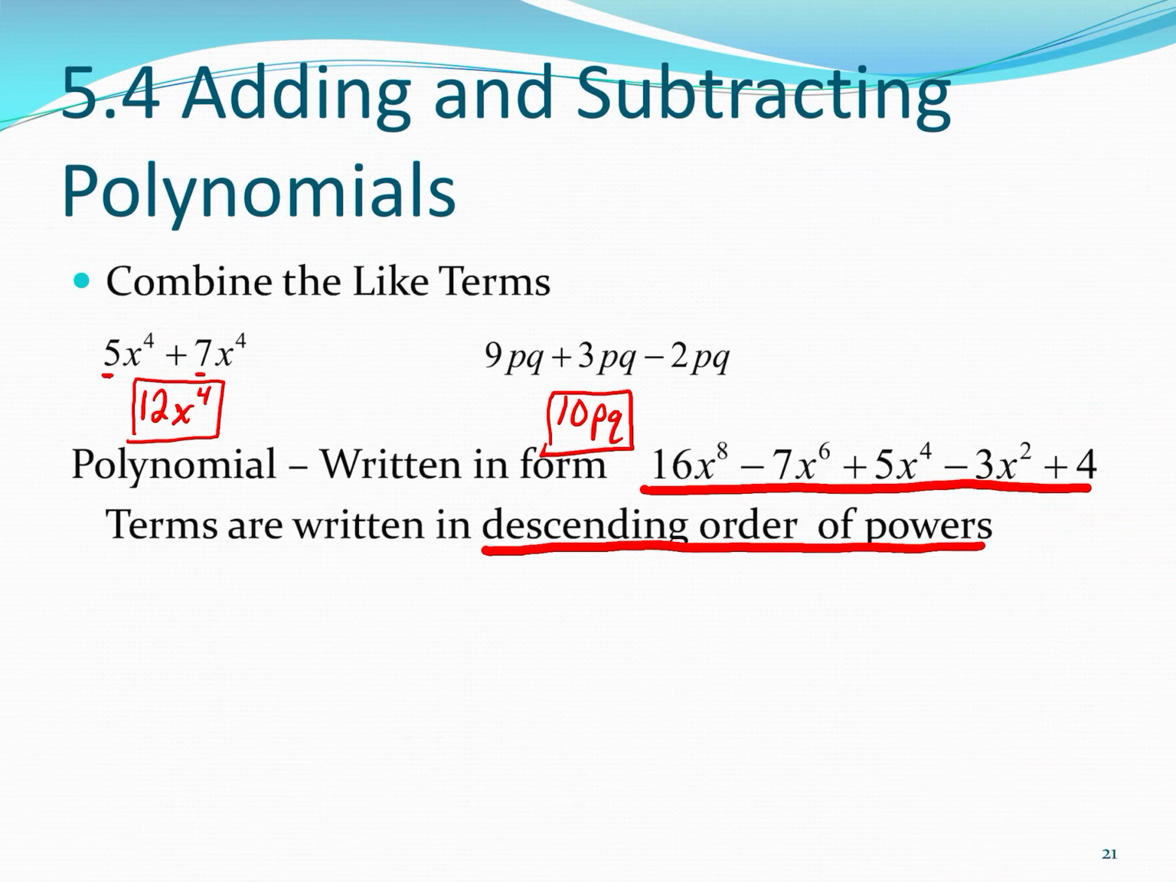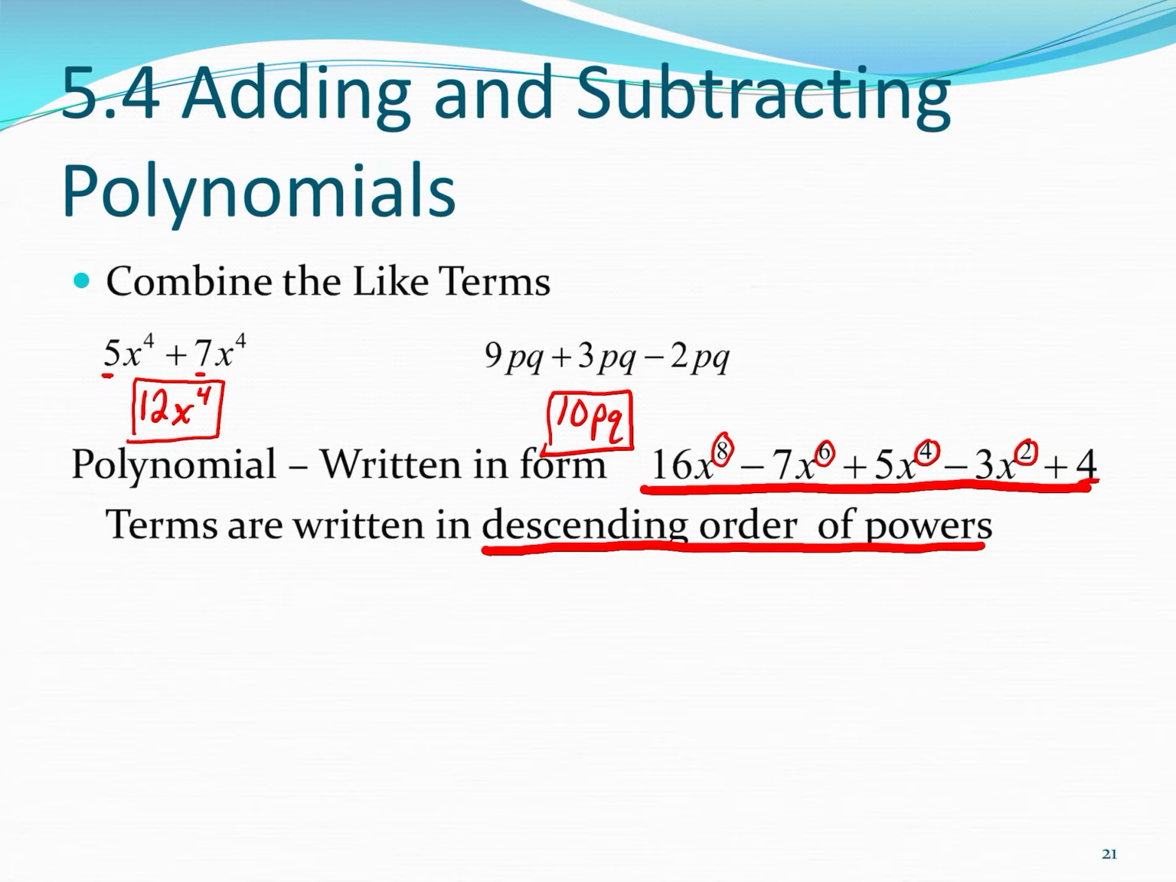When we are writing a polynomial, we have to put our answer in descending order of exponents, or powers. Meaning we start with the biggest and work our way down. So you'll notice here we have x to the 8th, x to the 6th, x to the 4th, x squared, and then our constant term is always last. That one without a variable is always the last one.